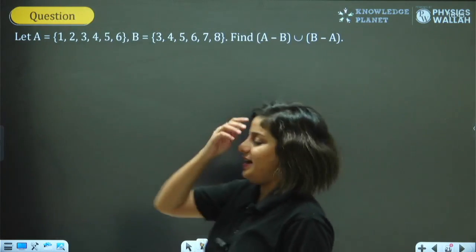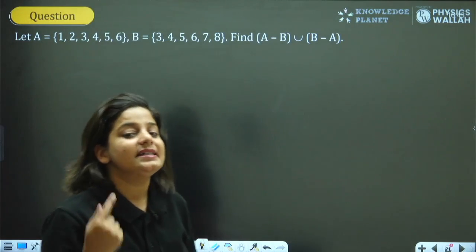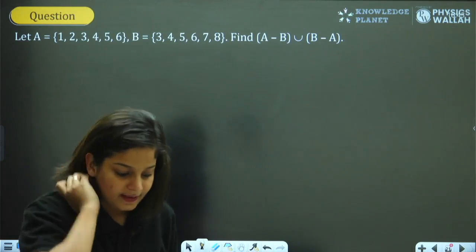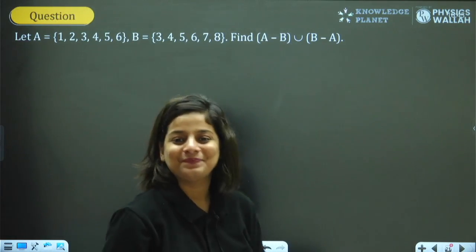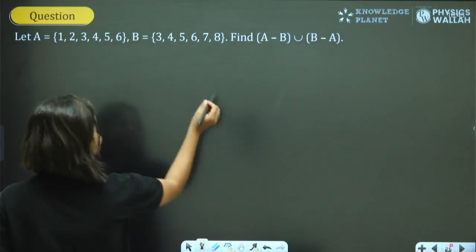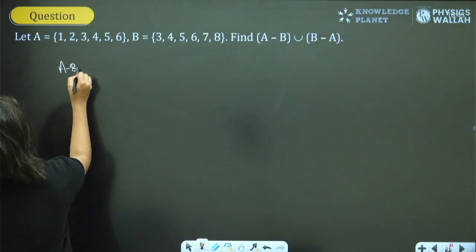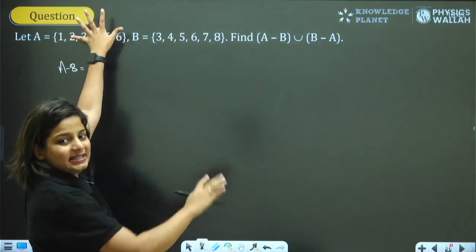A, B given, find A minus B union B minus A. Isn't it symmetric difference? Isn't it the symmetric difference? Right. When I talk about A minus B, from the set A, I am going to remove the elements of set B.